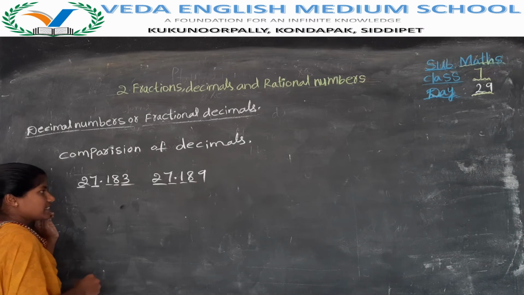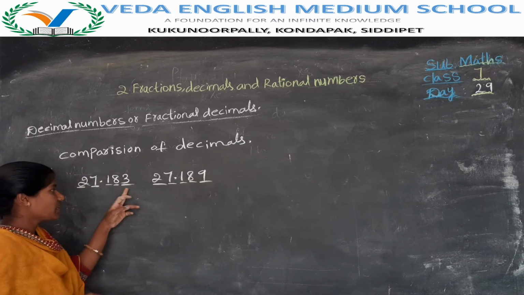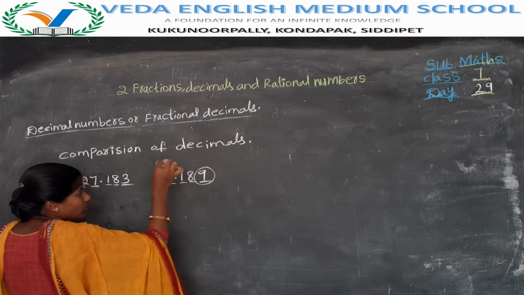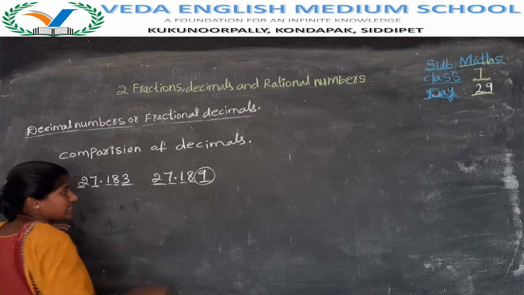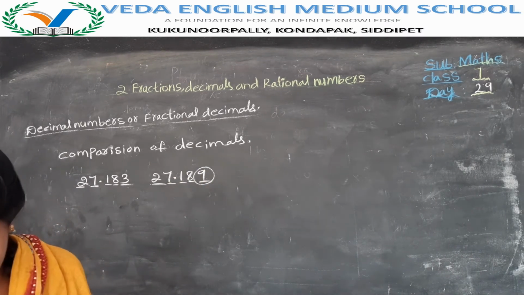Here the third digit is 3. Here the third digit is 9. Both are not the same. Here we have 3. Here we have 9. So out of these two, 9 is the greater number. So 27.189 is the greater number. Like this you have to compare. Understand?